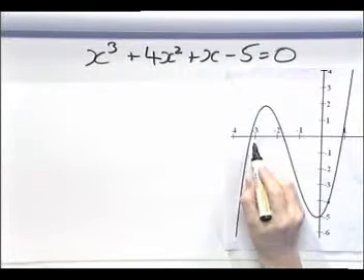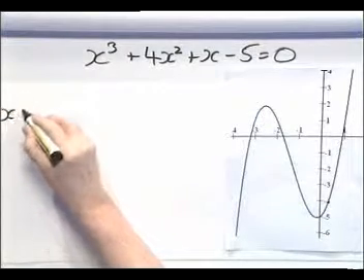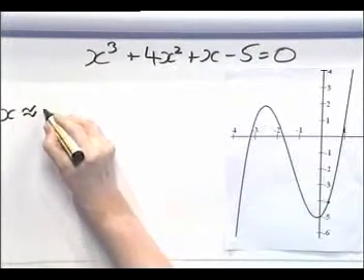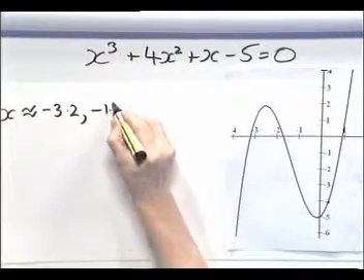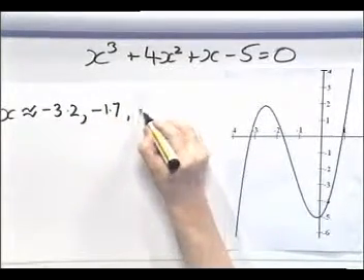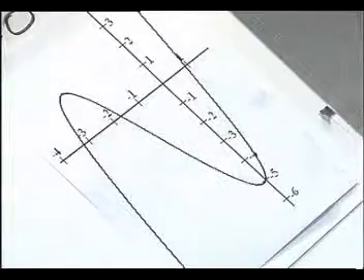Depending on how accurate your graph is, you may be able to pinpoint it a bit closer than this, and we get solutions. X is approximately equal to minus 3.2, minus 1.7, and 0.9. These solutions may be accurate enough for your needs, but if you require more accurate answers, then you should use a numerical algorithm using the approximate answers that you obtained from the graph as a starting point.